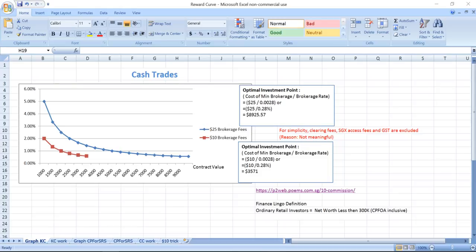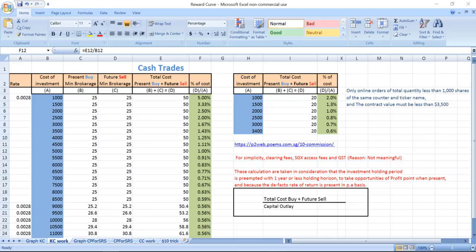To obtain the optimal investment point, I use an Excel sheet to draw out the cost of investments with different amounts of capital and costs. For cash trades, this was the spreadsheet. The column highlighted in blue is the cost of investments. When an investor buys some shares, normally the brokerage fees come to around 25 Singapore dollars.